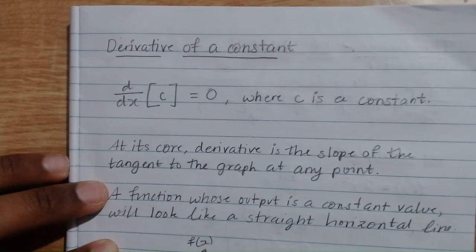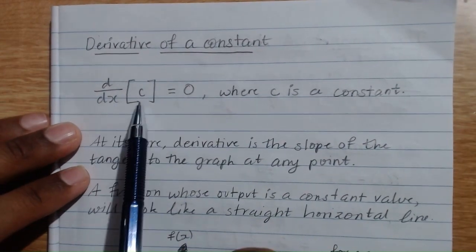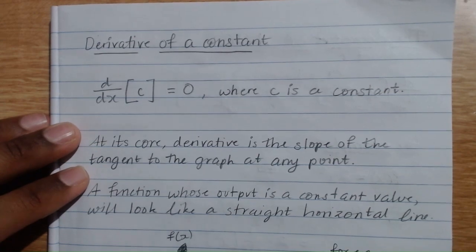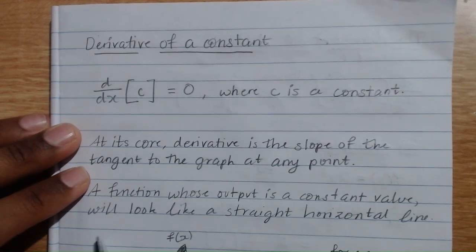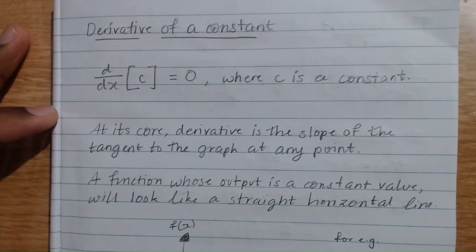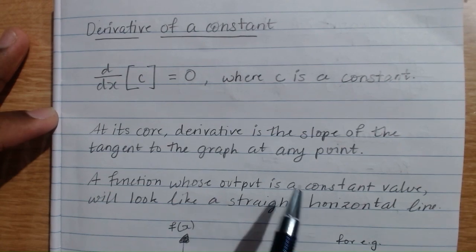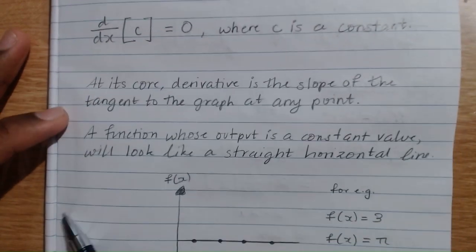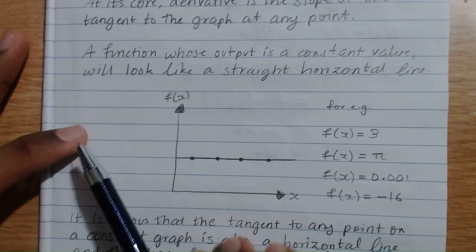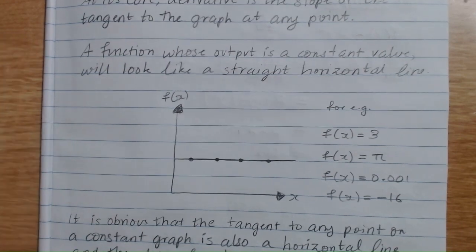Now we're going to look at the derivative of a constant. So the derivative of a constant c is always going to be equal to 0, where c is a constant. And there's actually a pretty simple explanation for this. At its core, the derivative is the slope of the tangent to the graph at any point. So think about a graph with a constant output. So let's say f of x equals 3, or f of x equals pi, or f of x equals 0.001. What would it look like?